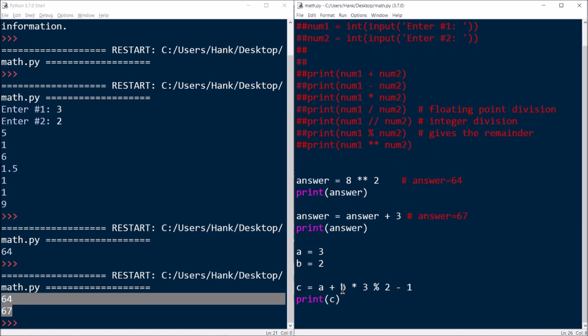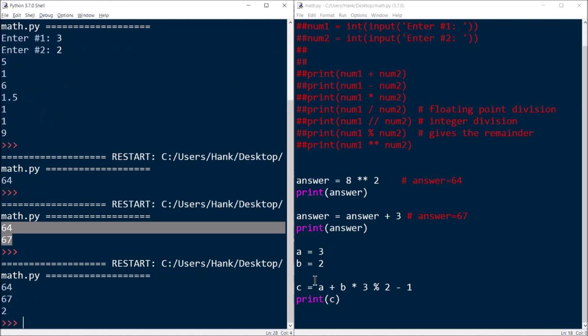Okay, well, what's the answer going to be? Well, what's going to happen is that, remember the order of operations. Multiplication and division and modulus all happen before addition and subtraction, and they're left to right associative. So what that means is that this multiplication is going to happen first, followed by this modulus. And then the answer of all of that will be added to whatever's in A, and then the answer of all of that will have 1 subtracted from it. And then that entire result will be assigned to C, and then we'll print out the contents of C, right? So let's go ahead and run it. So there's our answer 2, and does that make sense?